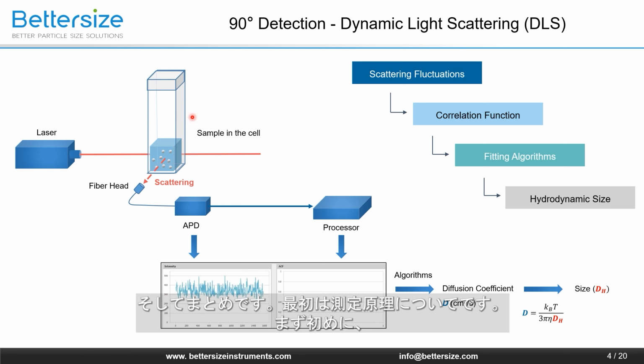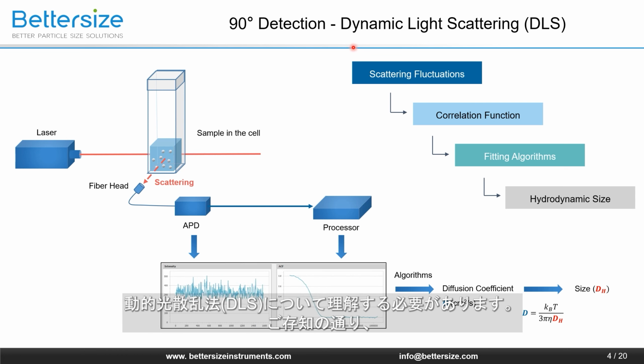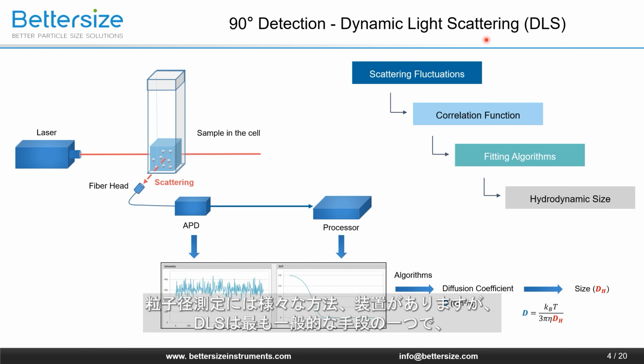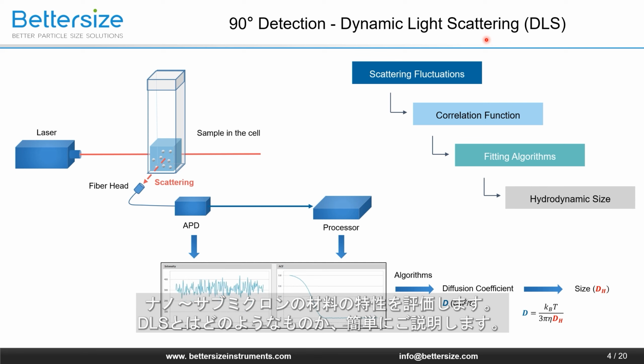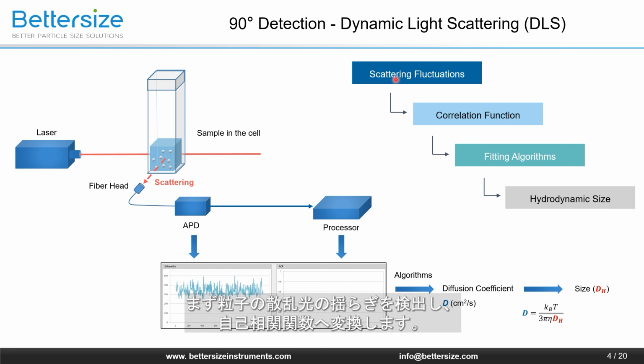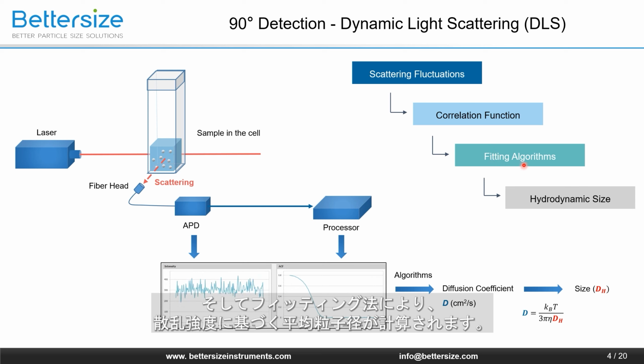At the beginning of this talk, we need to understand the principle of dynamic light scattering, DLS, technology. As we know, there are many instruments and methods for particle sizing, and DLS is one of the most popular means for characterizing submicron and nanomaterials. How does DLS work? Briefly speaking, the scattering fluctuations of particles are detected and then converted into a correlation function. Then, by using fitting algorithms, the average size based on intensity is calculated.